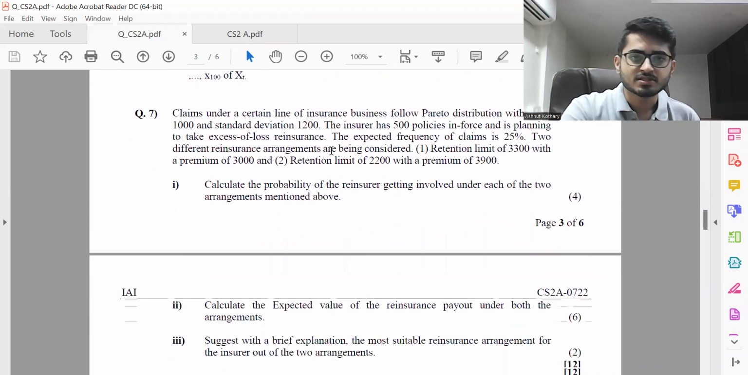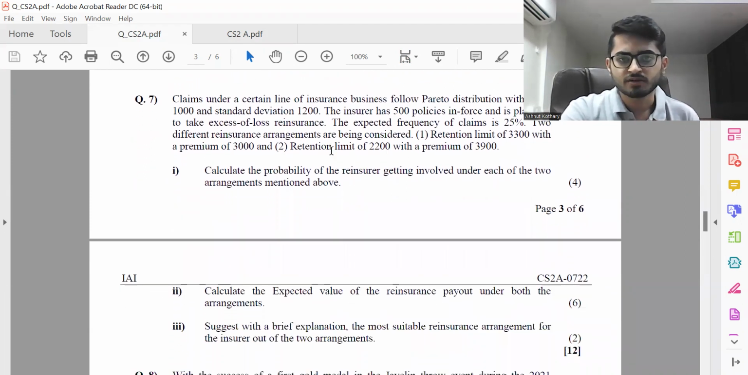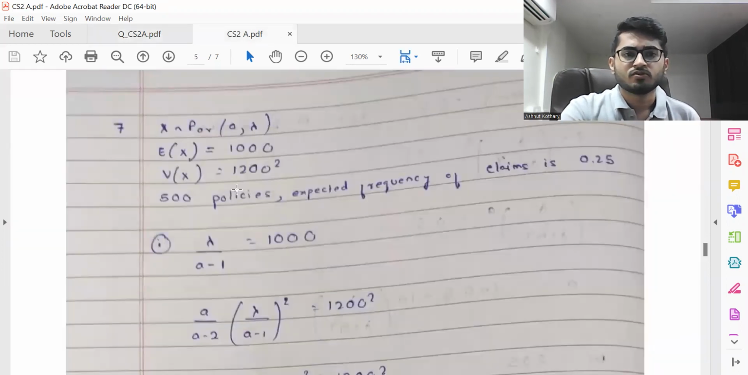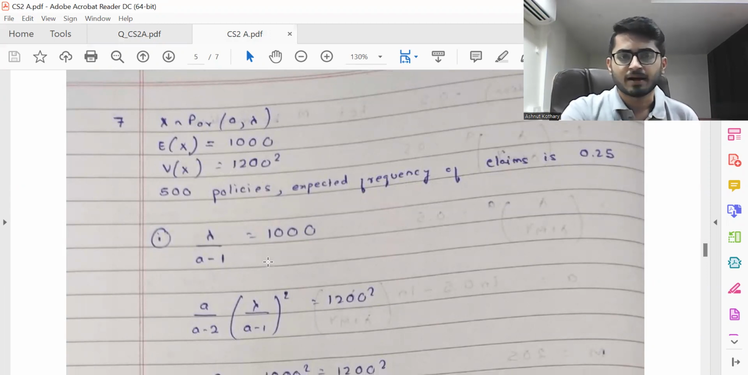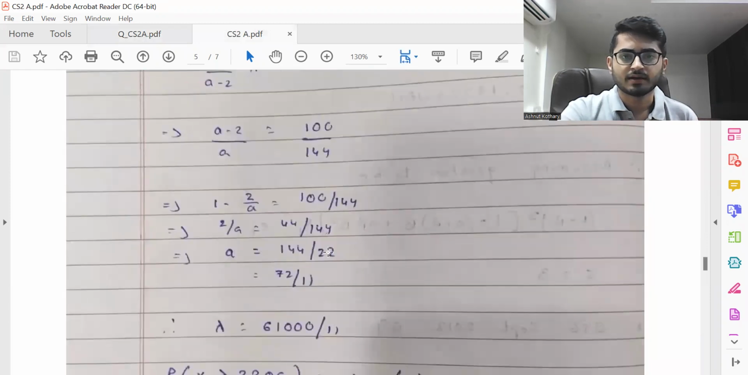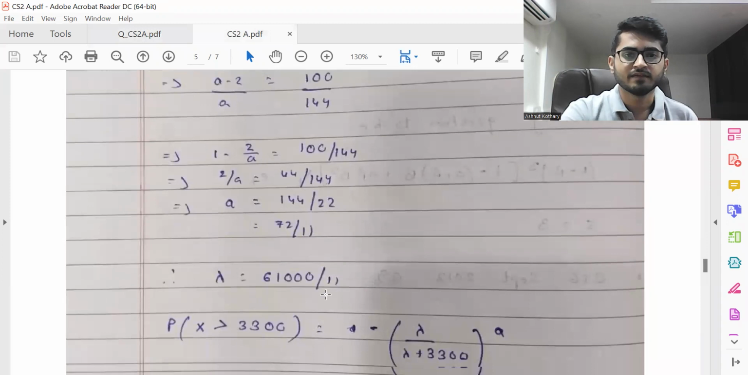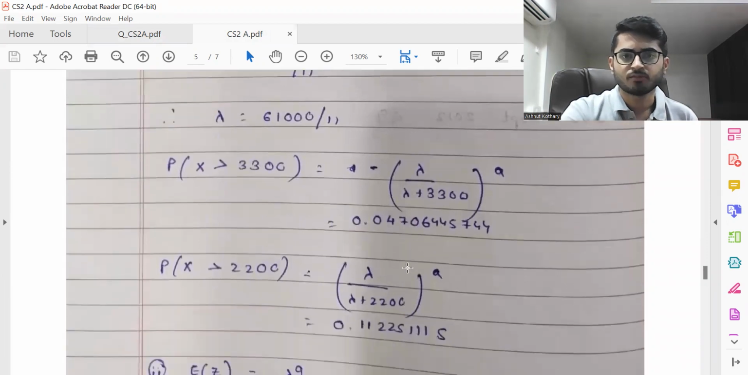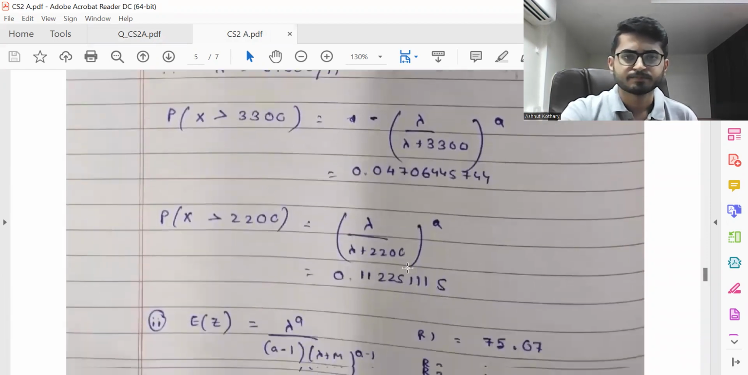Then question 7, it's on, let's say, reinsurance. So X follows Pareto alpha comma lambda. We have the mean, we have the standard deviation, and hence the variance. So first I calculate the parameters over here. What I'm getting is alpha is 72 by 11 and lambda is 61,000 by 11. Then I compute the probabilities of X greater than 3300 and 2200. These are the probabilities which I'm getting.